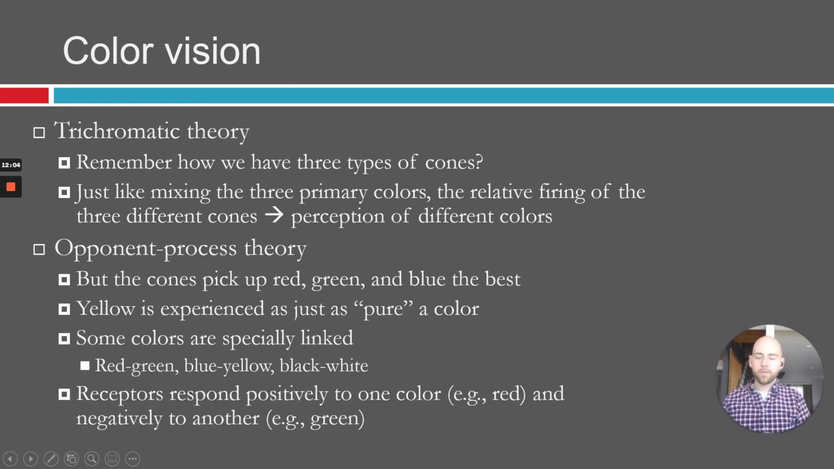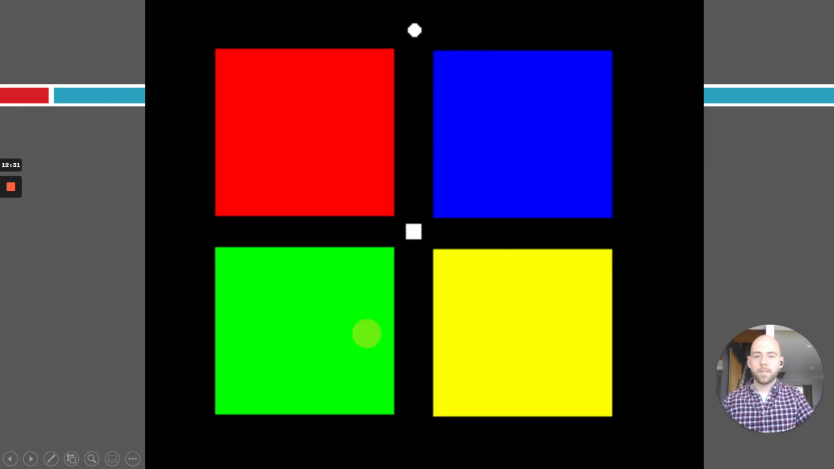So you have these different photoreceptors that respond negatively to one color and positively to another. So the red-green receptors, if they fire positively, you see red. If they fire negatively, you see green. If they respond positively, you see blue. Negatively, they see yellow. So your perception of these different colors isn't really quite as independent. It's that seeing red actually makes it a little more difficult in a way to see green.